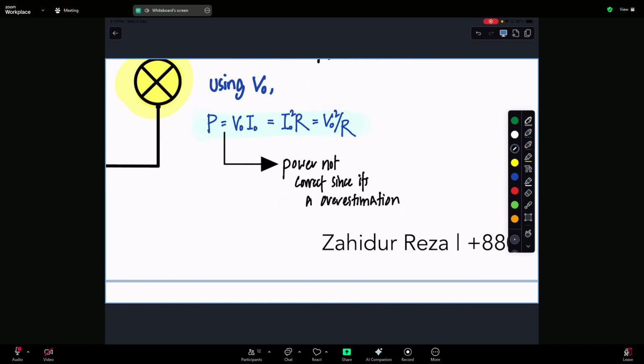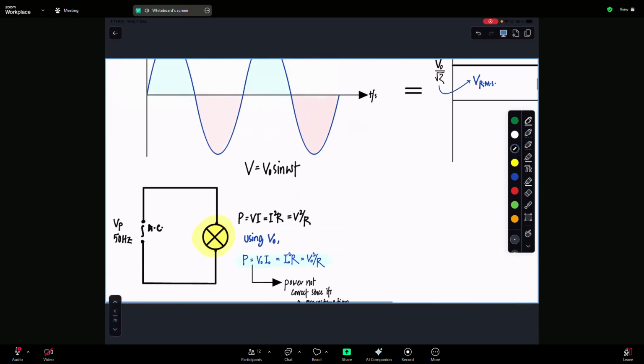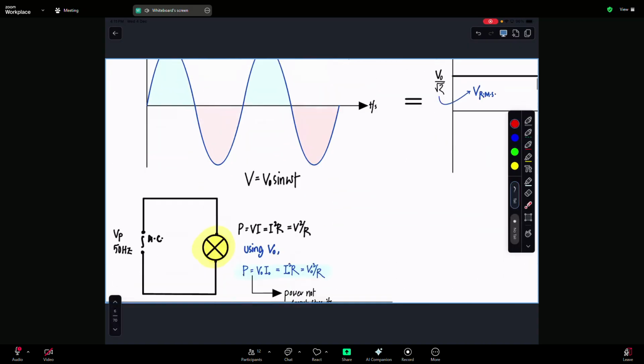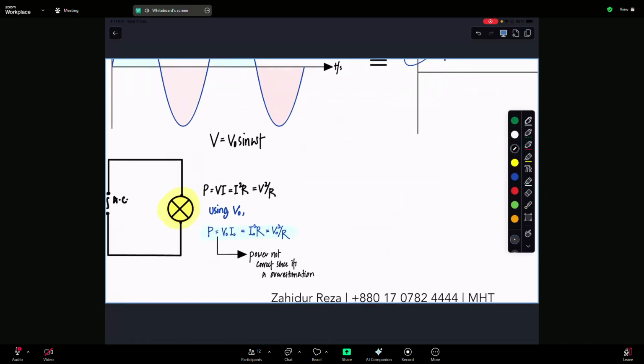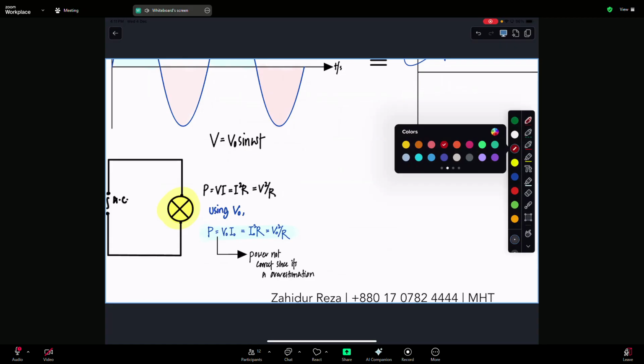Right, so power is not correct since it's an overestimation. So the question then arises, how do I find the actual power here? Some students will go for the other version. I'm going to discuss all of them with you now. So peak doesn't work, okay?